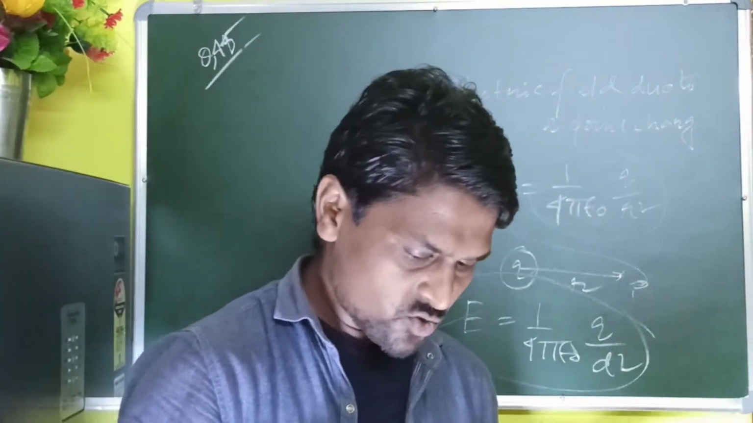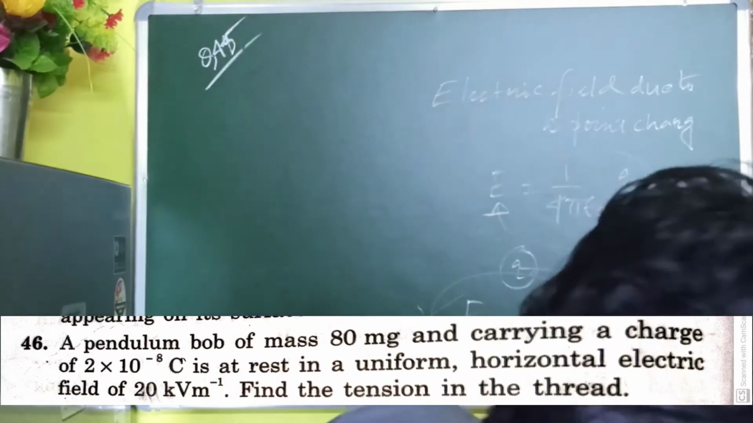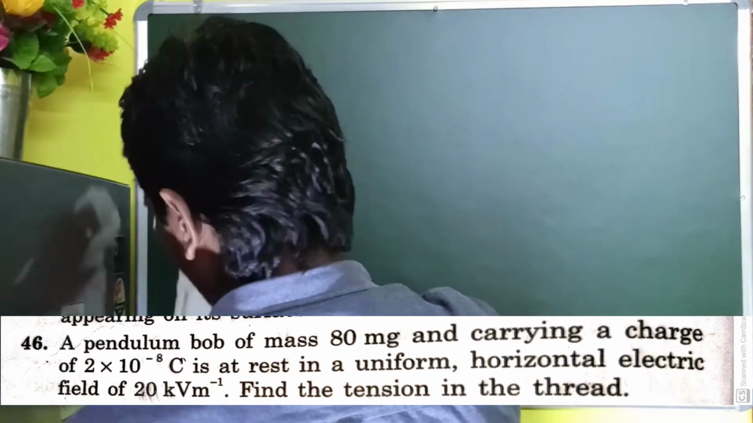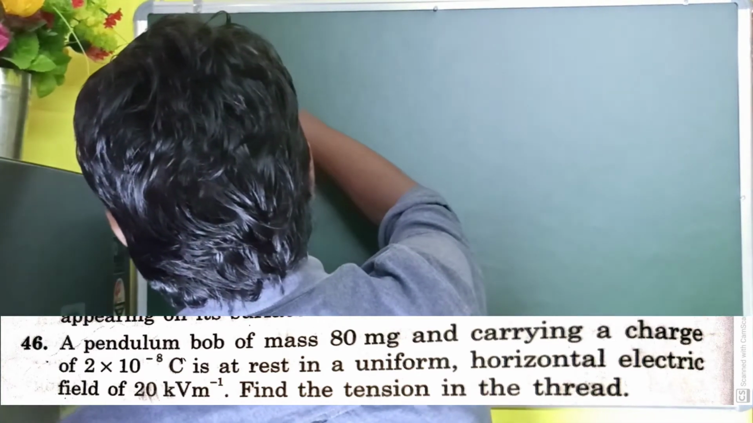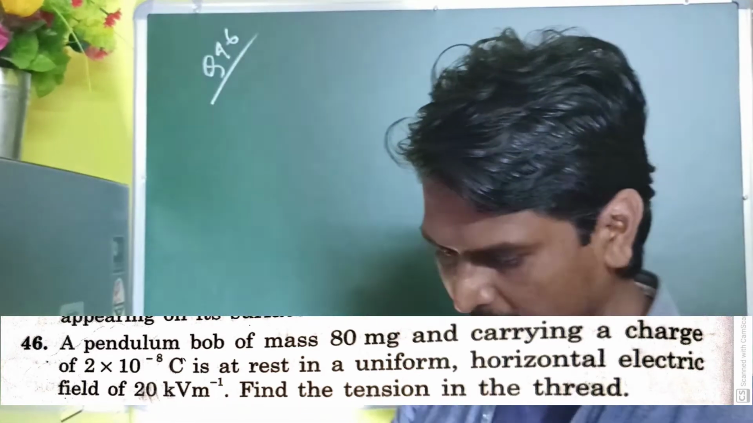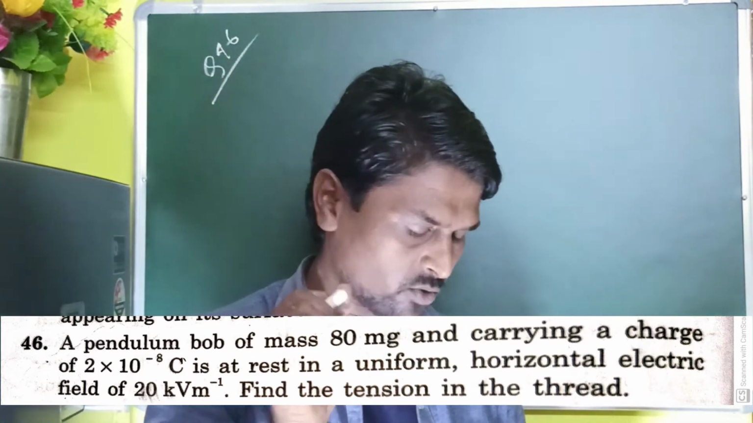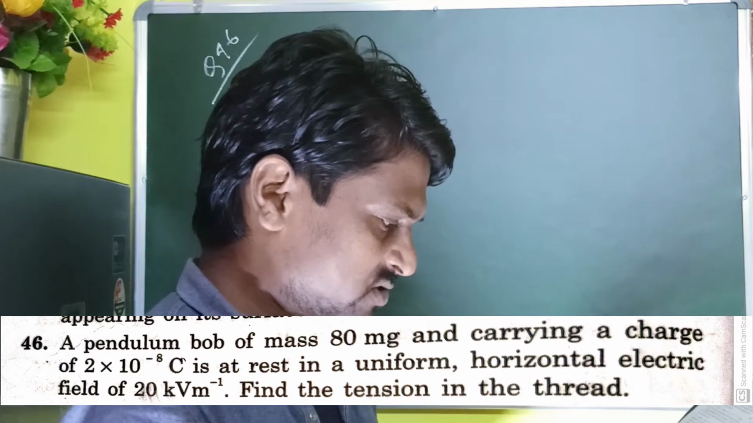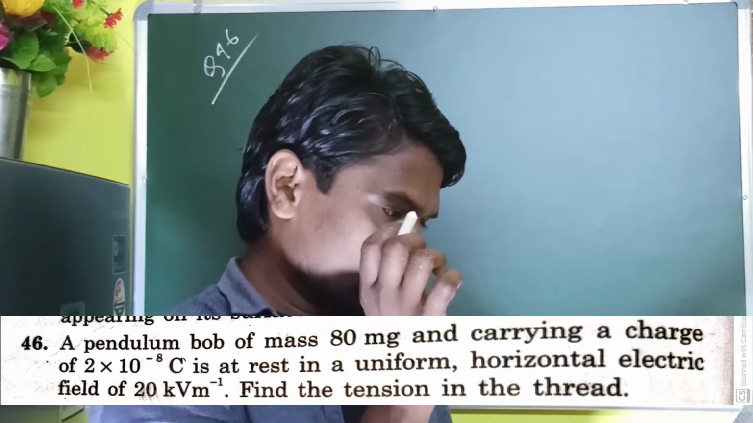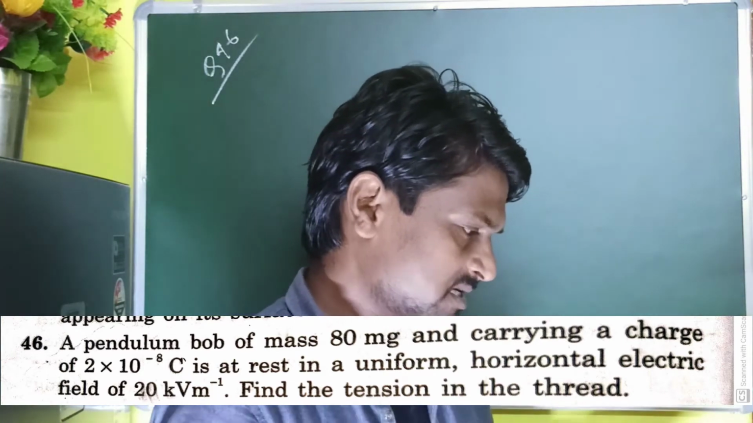Okay. So the next one after 45 is 46. Okay, so 46, write down the question. Question number 46. 46 का क्या है, a pendulum bob of mass 80 milligram and carrying a charge of 2 into 10 to the power minus 8 coulomb is at rest in a uniform horizontal electric field, and this is 20 kilovolt per meter, and find the tension in the thread.